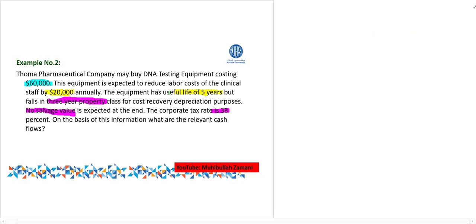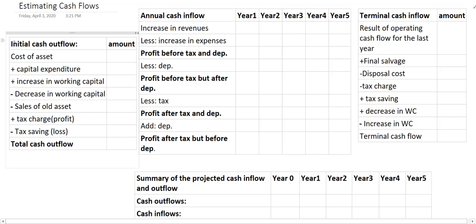For example, first of all, we want to calculate the initial cash outflow. So we need cost of asset. Do we have cost of asset? Yes, we had it. Capital expenditure was not available, working capital also was not available, and of course regarding these three, it is not available in this question. Why is it not available? Because as we said before, these belong to asset replacement. But our example for the time being is regarding expansion, so we don't have these three. So if we don't have them, please search for this information, whether we have it or not.